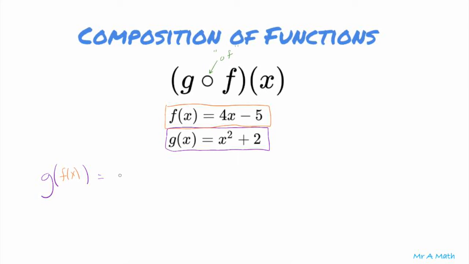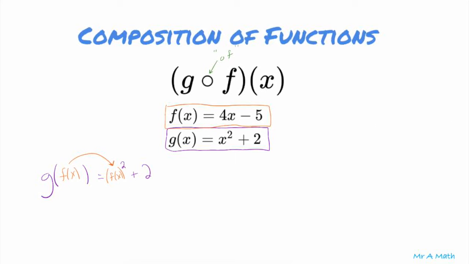And I'm going to write out my g function, which is x squared plus 2. But remember, f of x is my input now. So I need to input f of x for my x term. So let's go ahead and do that. Just like this, here I have g of f of x, which is f of x squared plus 2.